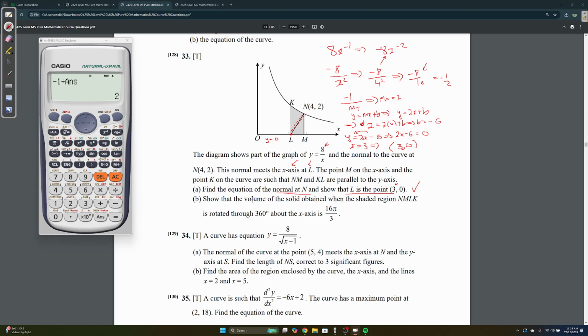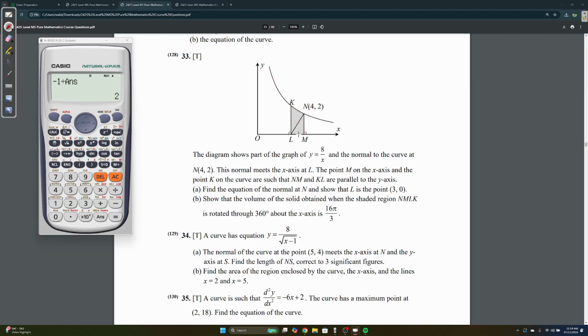Okay, show that the volume of the solid obtained when the shaded region NMLK is rotated 360 degrees about the x-axis is 16 pi over 3. We need to now show the volume of this solid. It's very easy. We only have one curve. There's no second line, right? We only have one curve. We know this point over here is 3, and this point over here, even though it's not given, we have the one above it given, but they have the same x, right? So here it's 4. So our bounds are from 3 to 4.